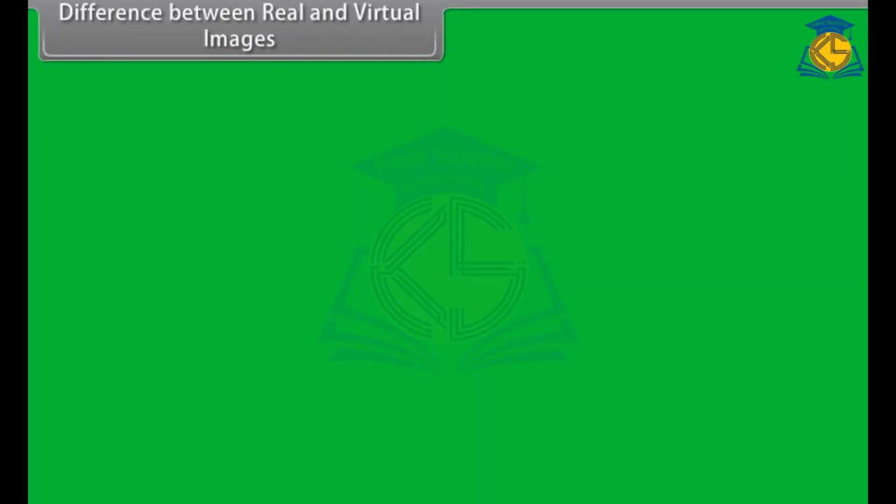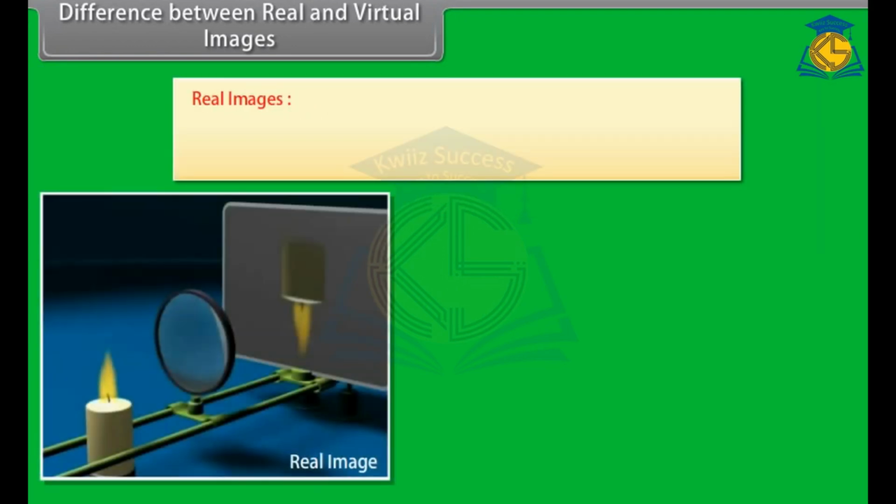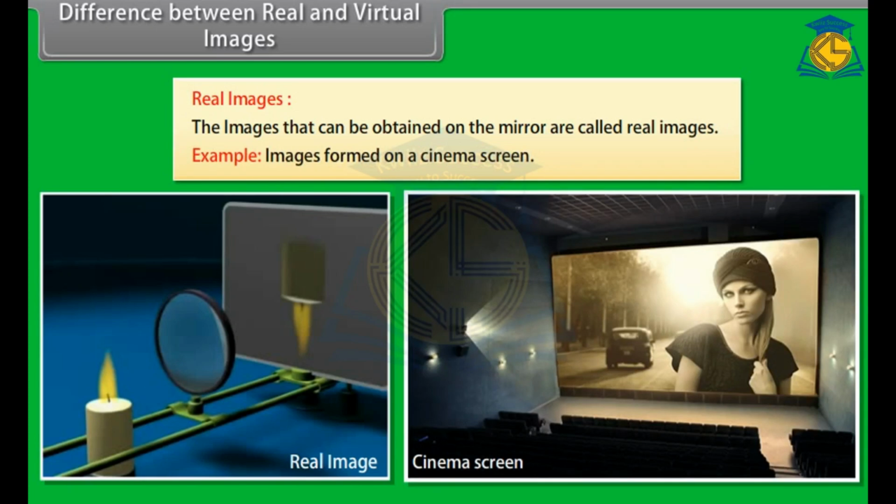Difference between real and virtual images. Real images. The images that can be obtained on the mirror are called real images. Example. Images formed on a cinema screen. It is formed by a concave mirror.